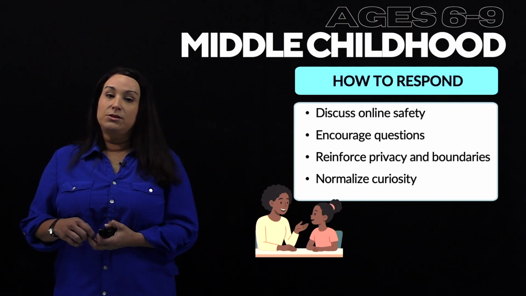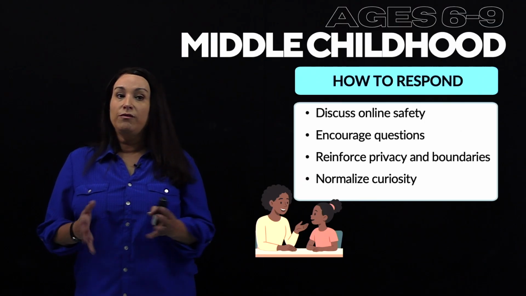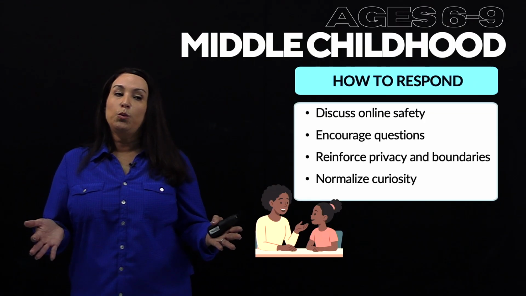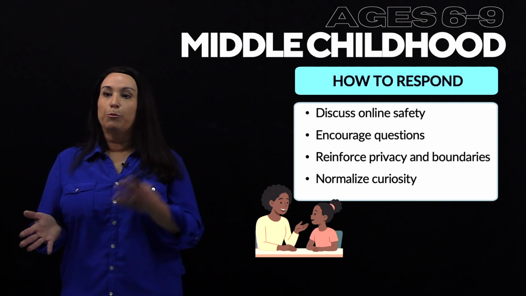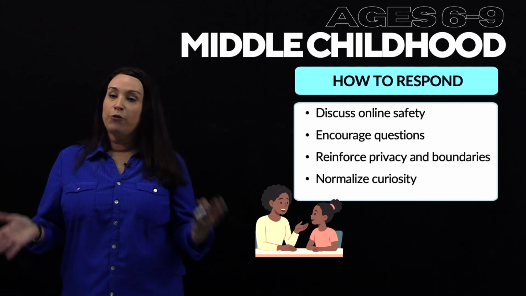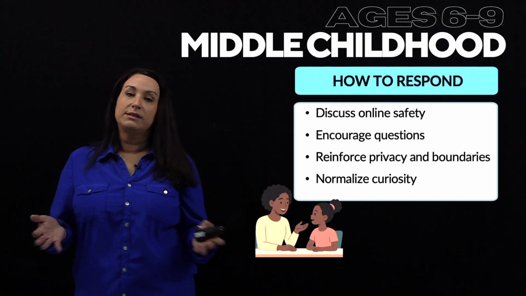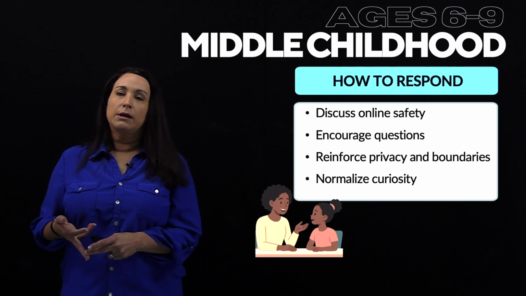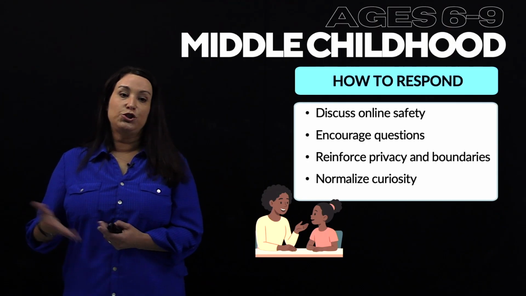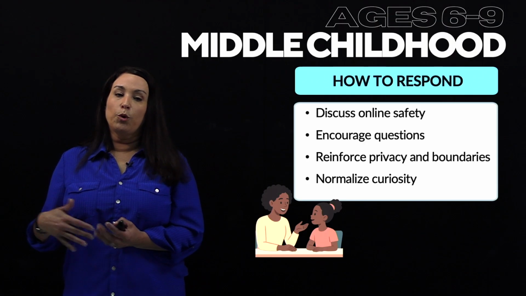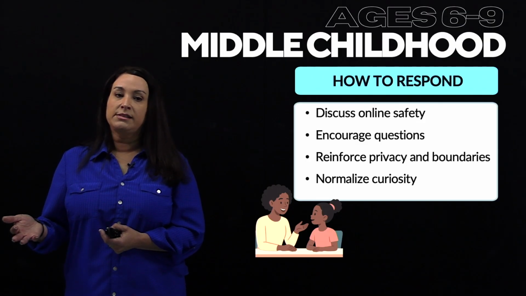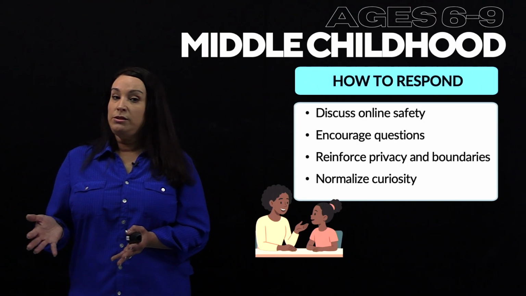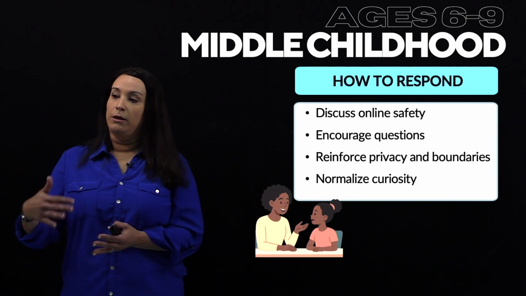How to respond as an adult? You want to discuss online safety. You've got some kids at this age that can navigate computers better than their parents. So you want to talk about what to do if they're approached by a stranger online, what information not to provide because of safety, such as their address, and really limit pictures of themselves to others online. We're approaching an era with AI, deep fakes, and that type of thing, so certainly keep that in mind. Encourage questions and meet them where they're at.